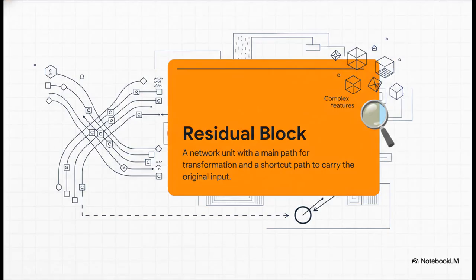So let's put a formal definition on that. A residual block is just a small network unit with two distinct paths. You have the main path, which does all the heavy lifting, the convolutions that detect features and the activations that decide what's important. And then you have the shortcut path, which, well, it does almost nothing. It just carries the original input forward. The real magic happens when these two paths merge back together.